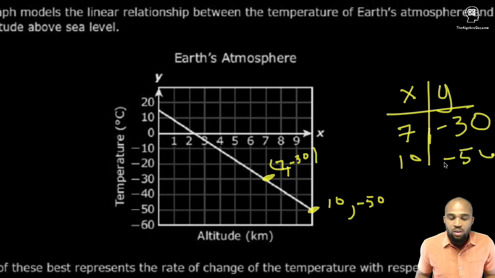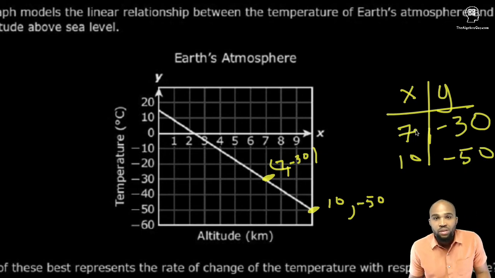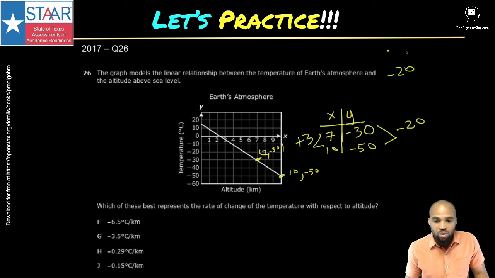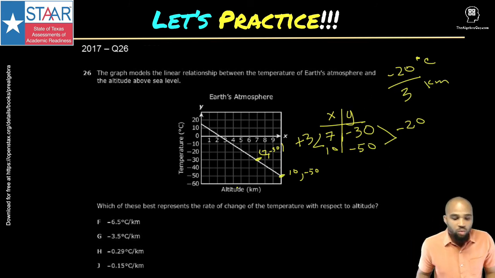So the question is, what's the rate of change? Same thing as slope, but they have units here, so they're saying rate of change. Well, from negative 30 to negative 50, what happened? Well, we went down 20. And what about from 7 to 10? From 7 to 10, we went up 3. So it's going down 20 what? Degrees Celsius, if you want to be particular, for every 3 kilometers in the altitude. So which one is more likely?